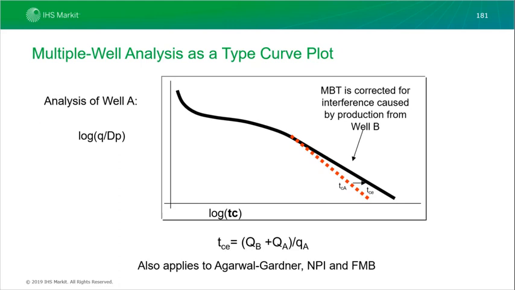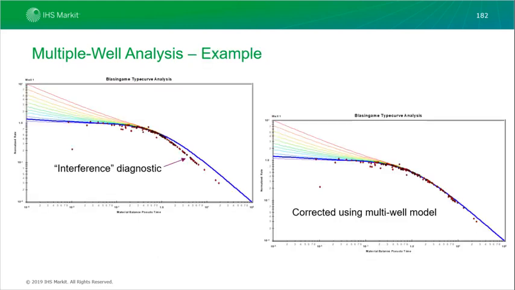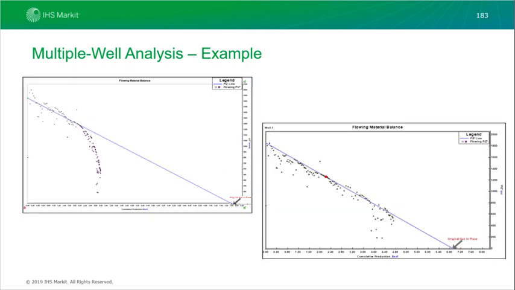Here we can see on the type curve plot that the material balance time is corrected for the interference caused by the production from well B, and this will align all of the data on the type curve. Looking at the type curves, we can see with well A how the type curve deviates downwards, indicating that there is interference in the well. But when we do a multi-well model type curve, it takes into account the interference effect and it will correct the data on the model. The same thing with FMB. We can see how the data curves downward when we don't take into account the interference effects. But when we do take them into consideration with the group as a whole, we can uncover the full potential of the well.